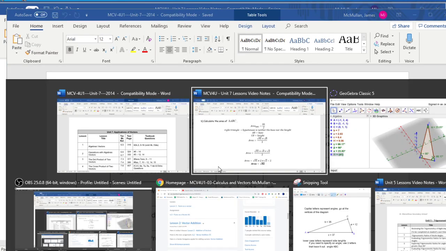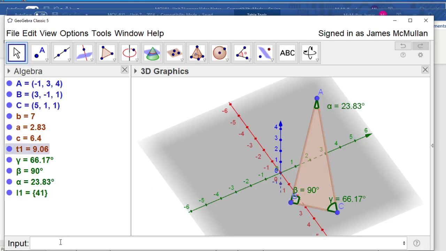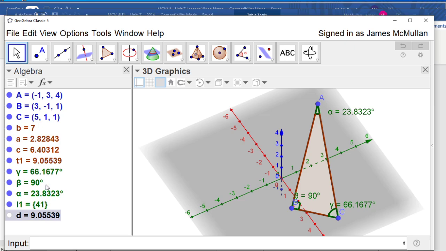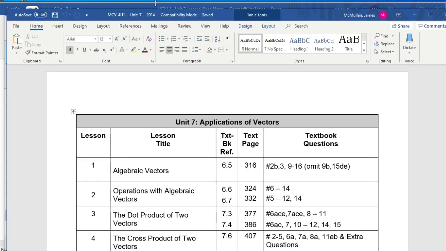Let's compare that with GeoGebra's answer. It gives the answer 9.06 for the area, so I'm going to compare that number to the square root of 82, and you can see that, down to the 5th decimal, they're the exact same number. So the area is there.